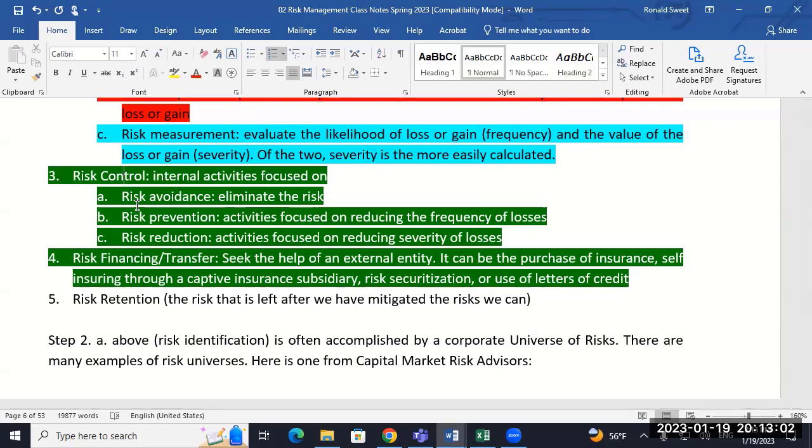Risk avoidance is when you just say, let's eliminate the risk entirely. That's what AIG should have done with that credit default swap department.